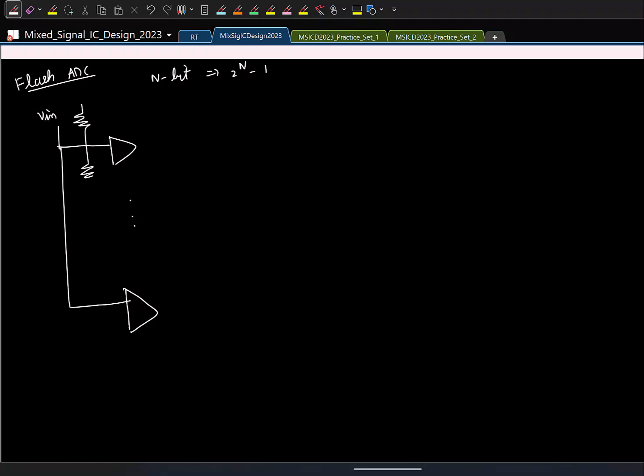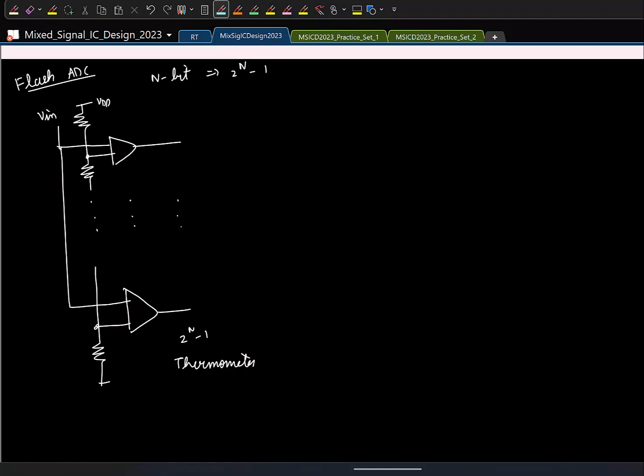which was the flash ADC. So we took a bunch of comparators, and if it's an n-bit flash, how many comparators do we need? 2^n − 1 comparators are needed, so we put all of them. All the comparators see the same input, and the reference voltages were generated using a resistive ladder. So here at the output I'll have 2^n − 1 bits, and these were thermometric or thermometer coded bits.